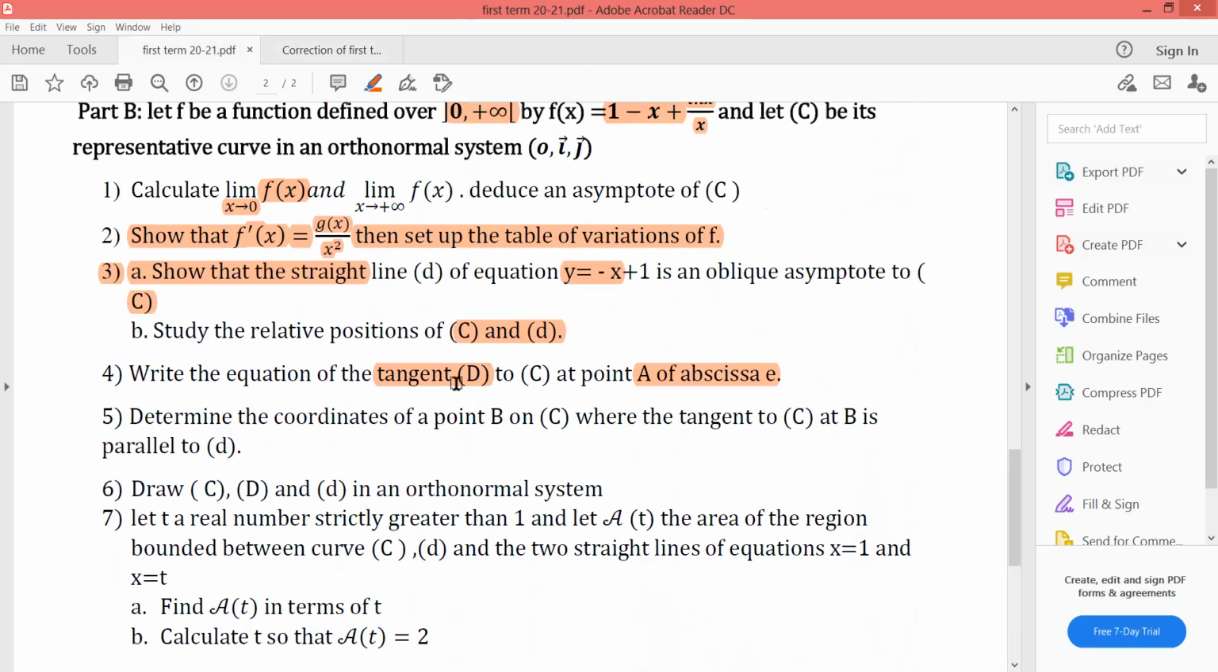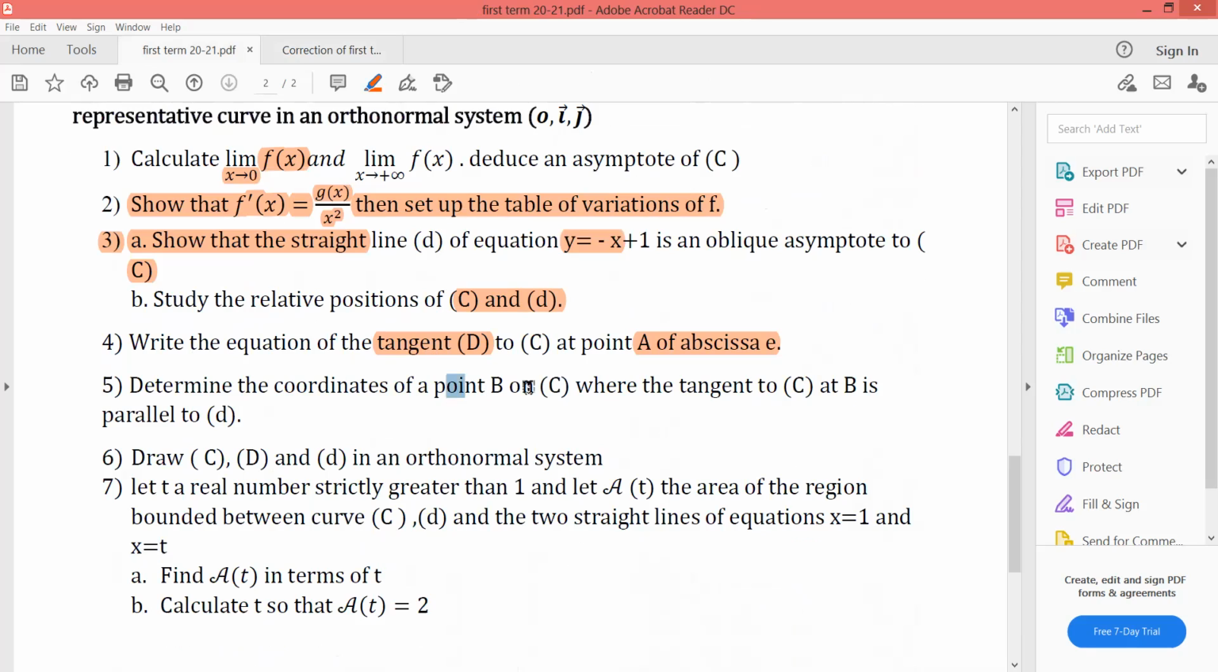Now, part 5, determine the coordinates of a point B on C, where the tangent to C at B is parallel to D. Two lines are parallel if they have the same slope. The slope of the tangent equals the slope of D. The slope of D, from here, is minus 1. The slope of the tangent is f prime. So by solving f prime x equal minus 1, we can find x, so we can calculate the abscissa of the point B.